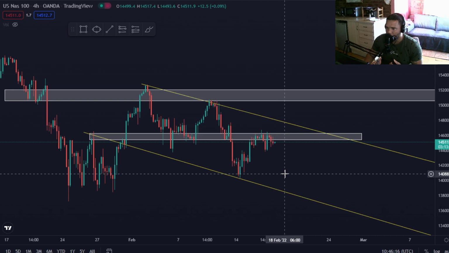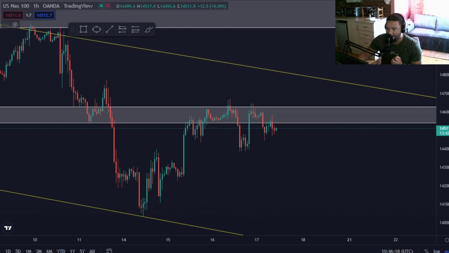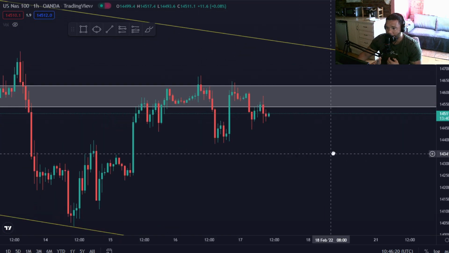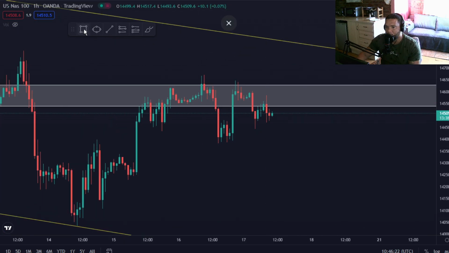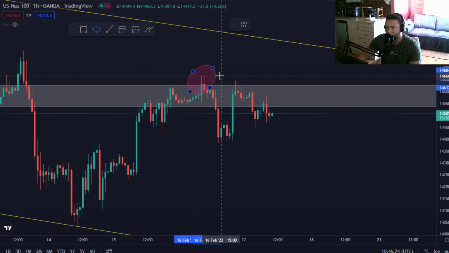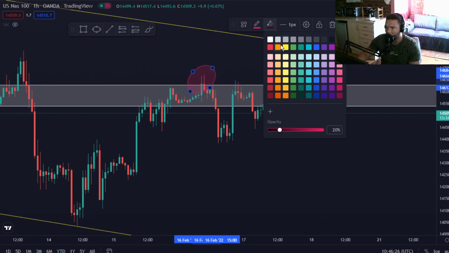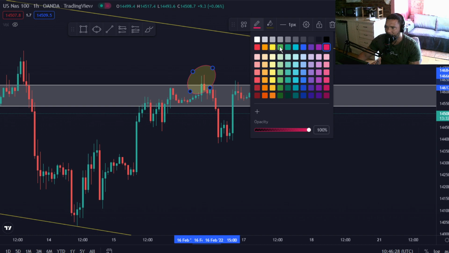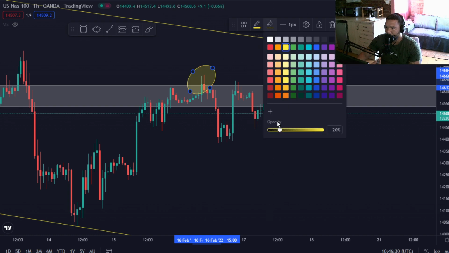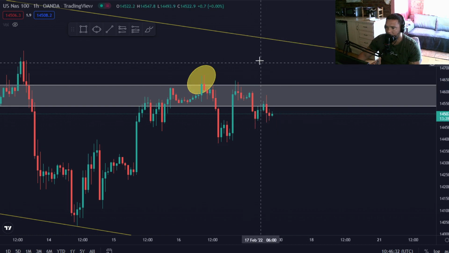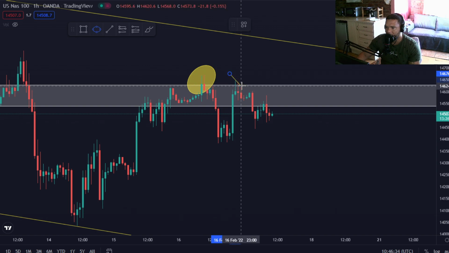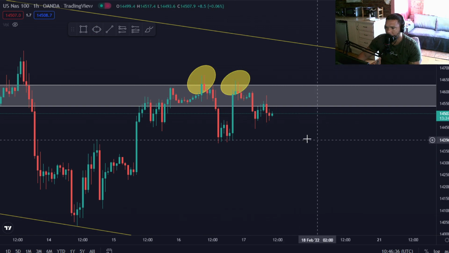I know a lot of guys were trapped this morning as well, because price did create this double top. That's a great indication. Let me just make this yellow. That's a great indication, guys. Price did create this double top, right?